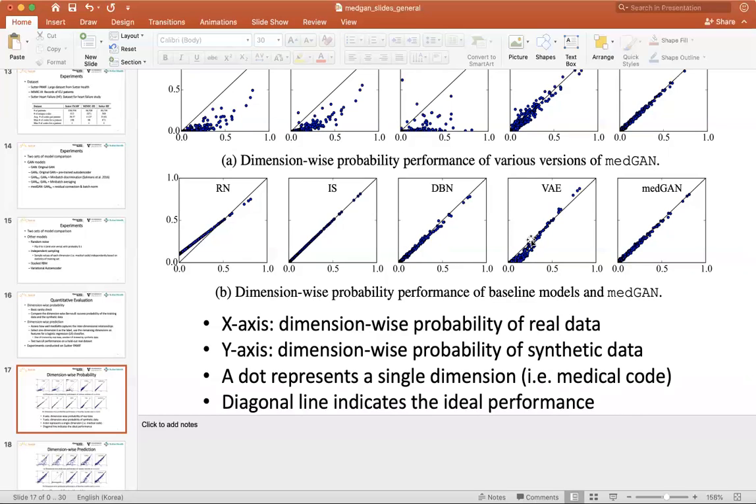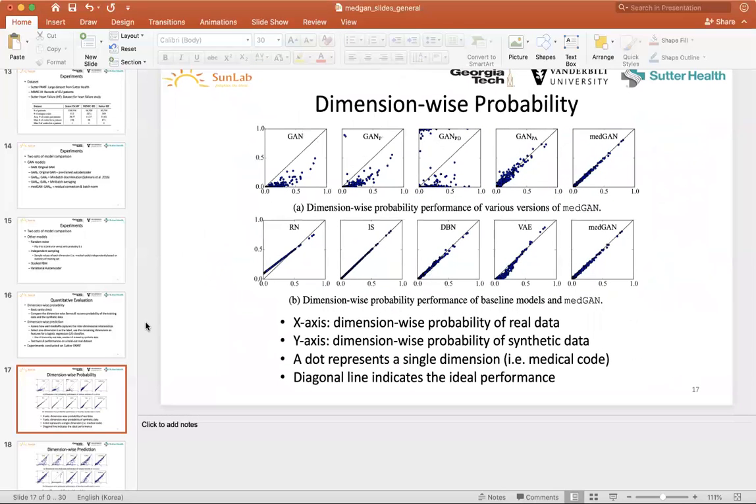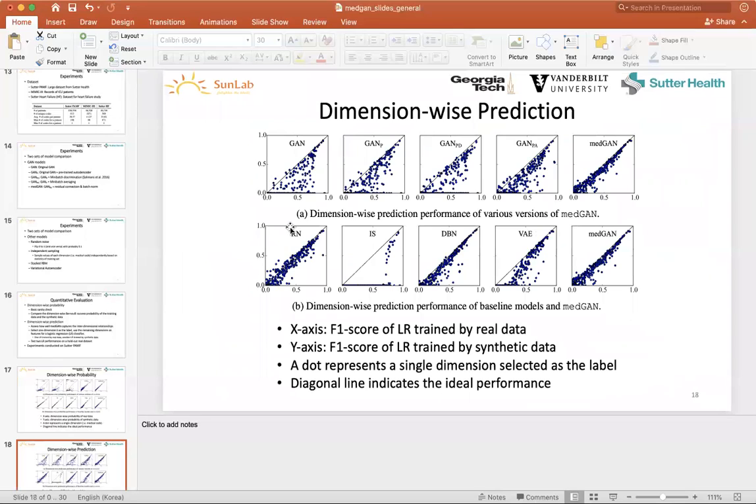VAEs, it's way better than GANs without the batch norms, or GANs without the mini batch averaging, but still it's not as good as the GANs or DBNs, but it's not too bad either. All right. So moving on to the dimension-wise prediction.